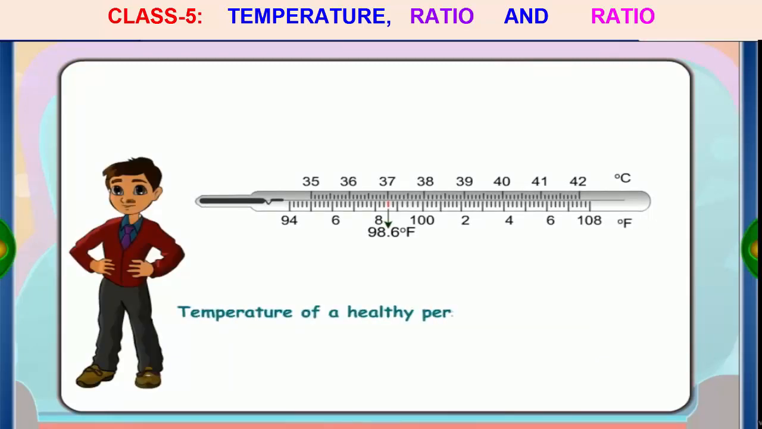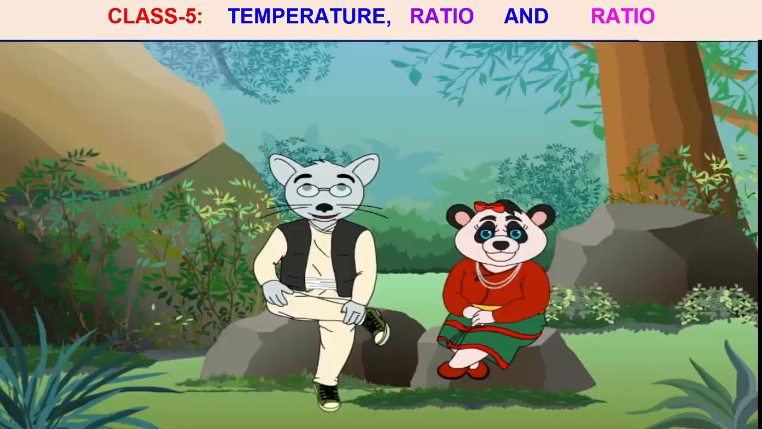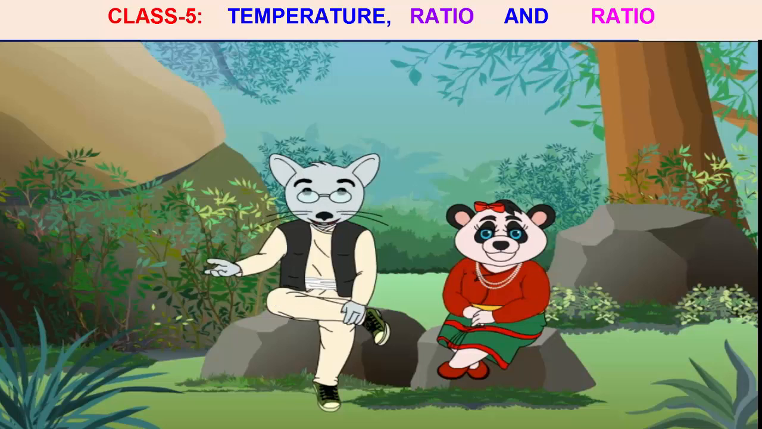Temperature of a healthy person is 98.6 degrees Fahrenheit or almost 37 degrees Celsius. So, dear students, we use a clinical thermometer to measure the temperature of our body.